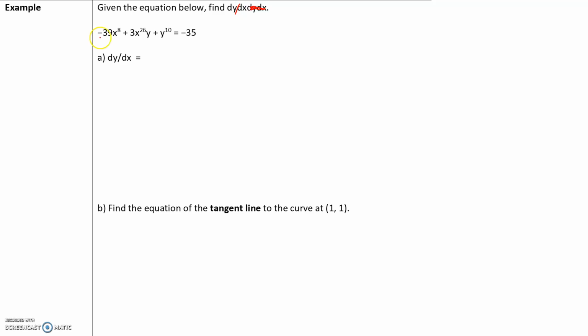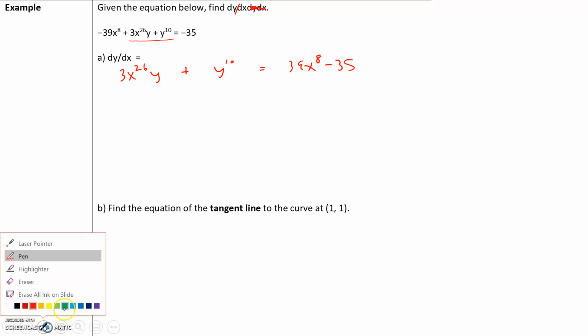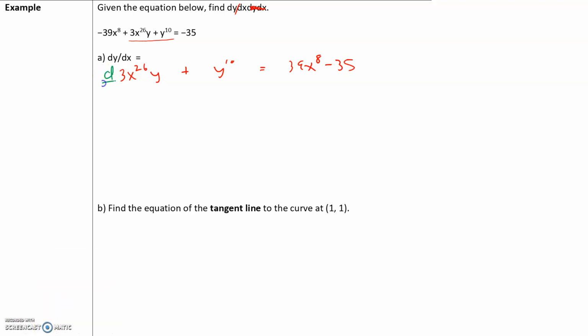All right, so let's first move the negative 39x to the 8th to the right, just to get the y's on one side as much as possible. So we have 3x to the 26th y plus y to the 10th. If I move this to the right, it's going to give me 39x to the 8th minus 35. Next step, I want to take the d/dx of each side. Take the derivative with respect to x.